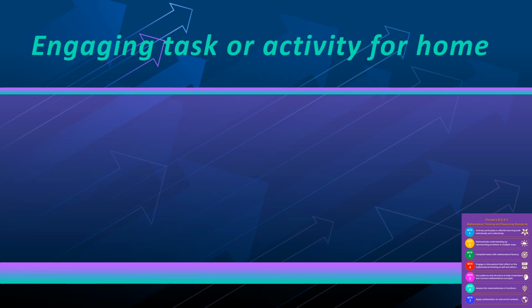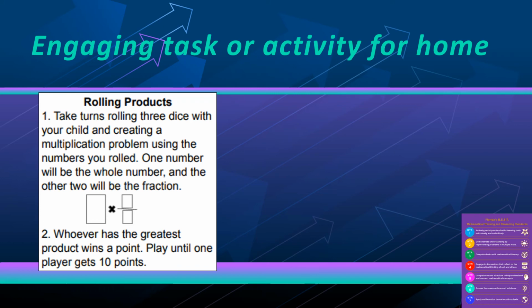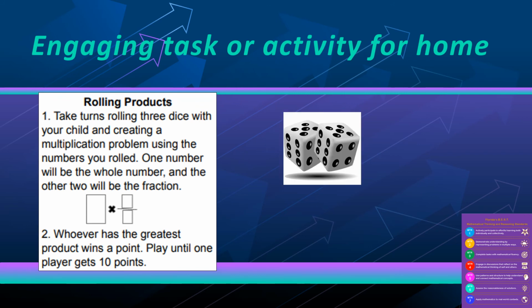Here's an example of an engaging task or activity that can be done at home. This one's called rolling products. Students will roll 3 dice. One of the numbers can be used as a whole number and the other 2 can be used as fractions. They will compete with another person at their house to see who can create the greatest product.